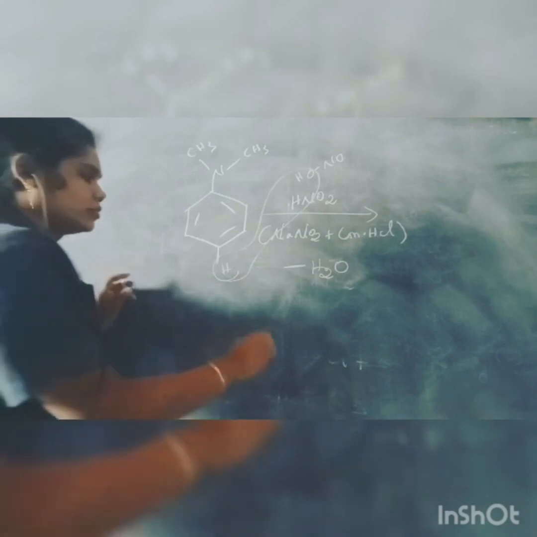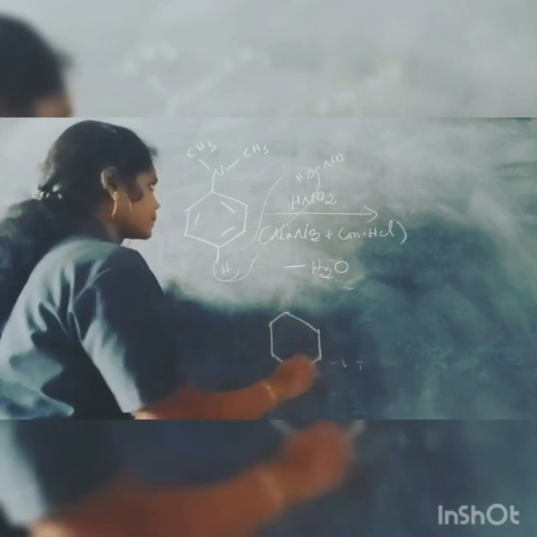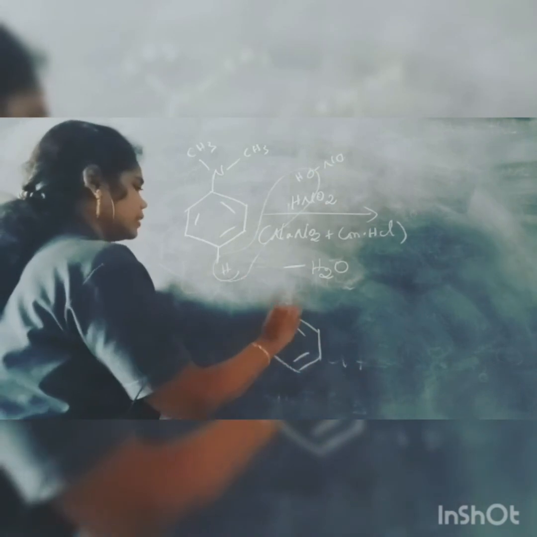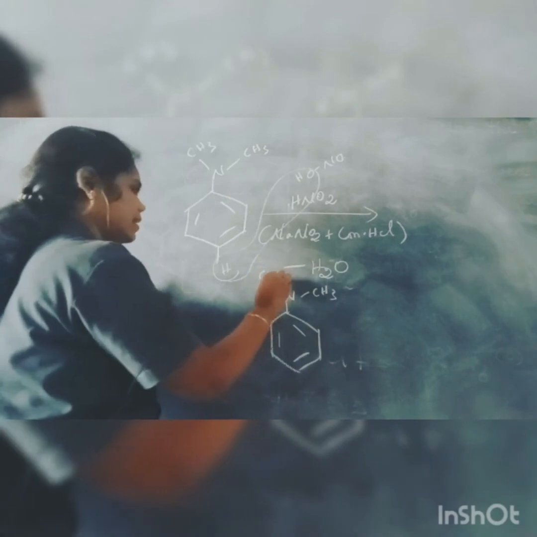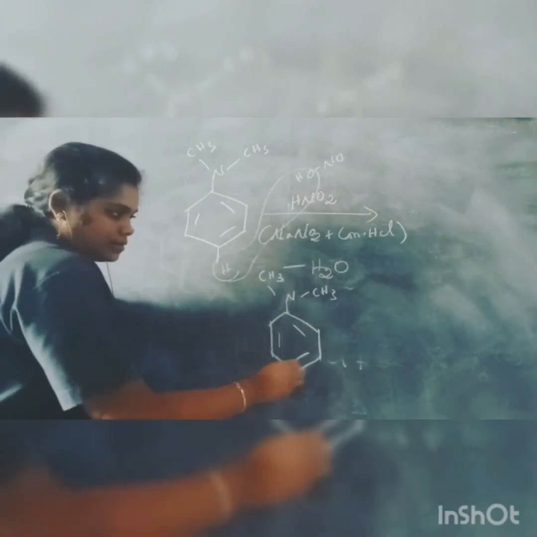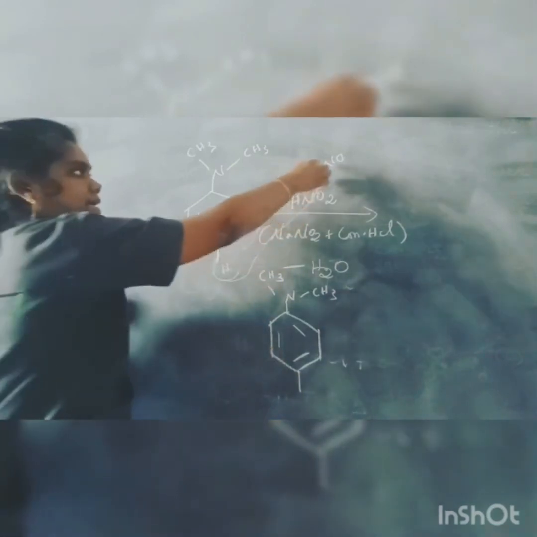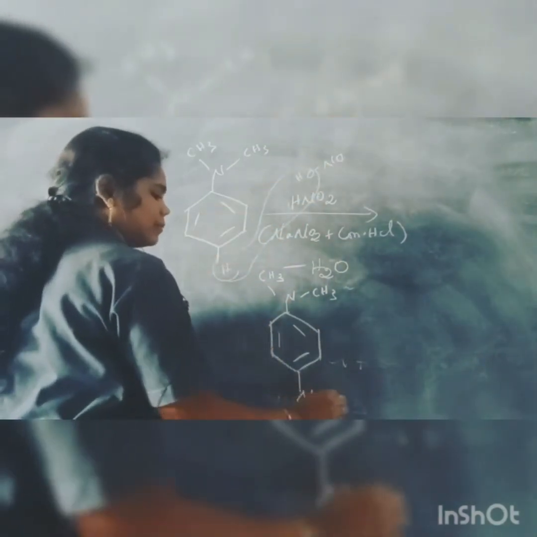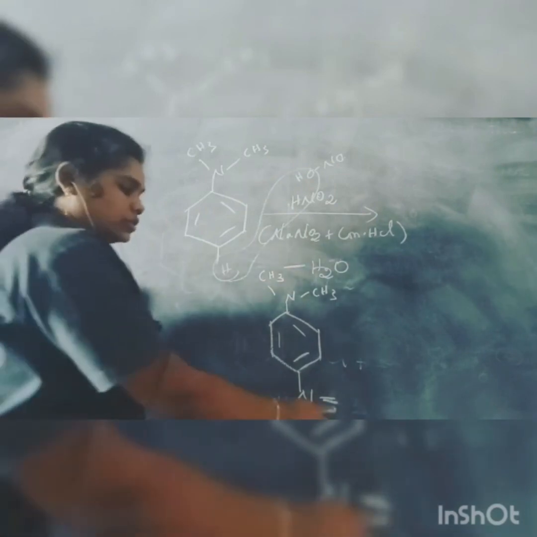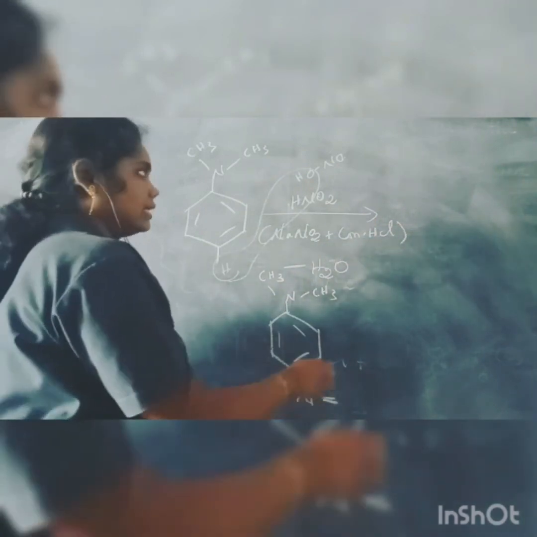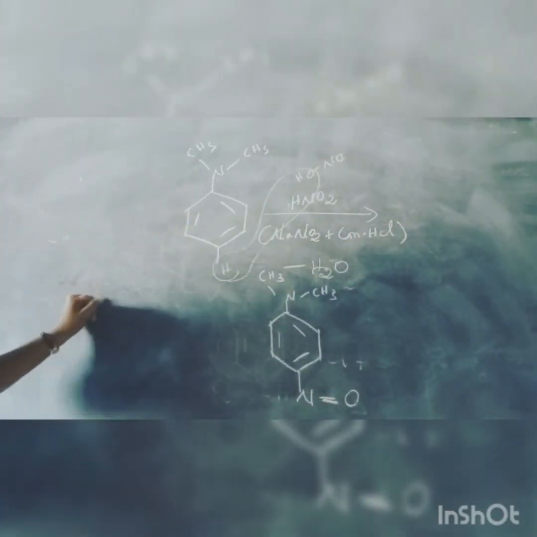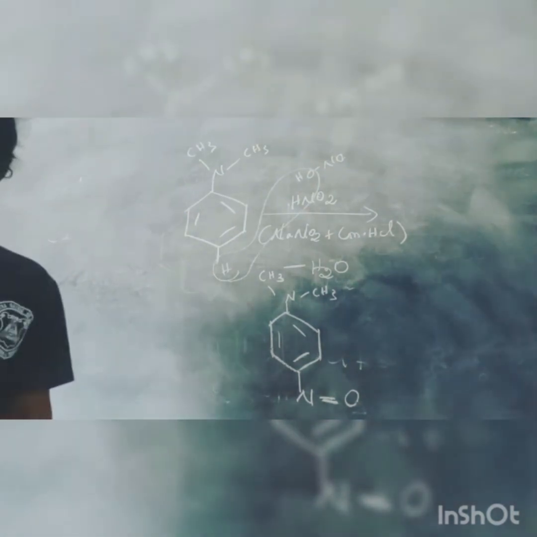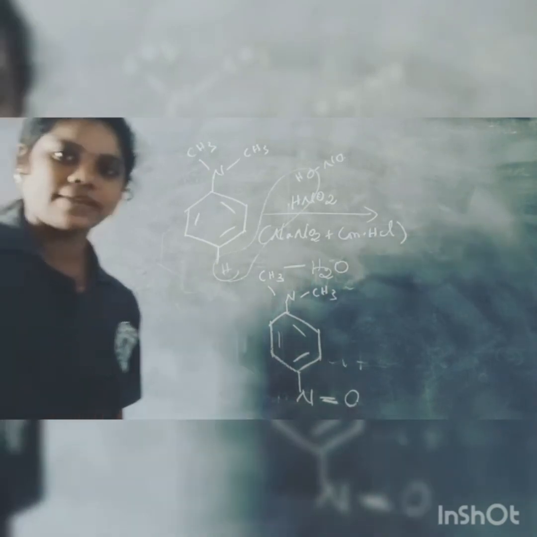So what is remaining? Draw the benzene structure, with CH3 here and CH3 here, and here the bond to N double bonded, because nitrogen valency is 3, so one plus two makes three, and double bond O. This is para-nitroso N,N-dimethyl aniline. That's all for the reaction with nitrous acid. Thank you, students.